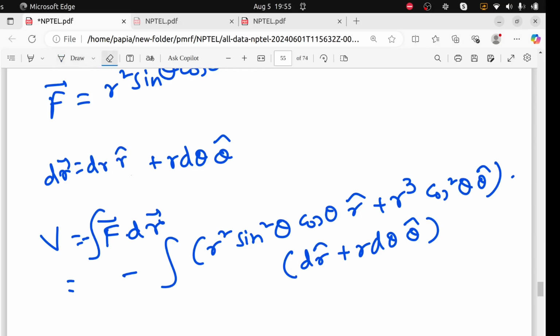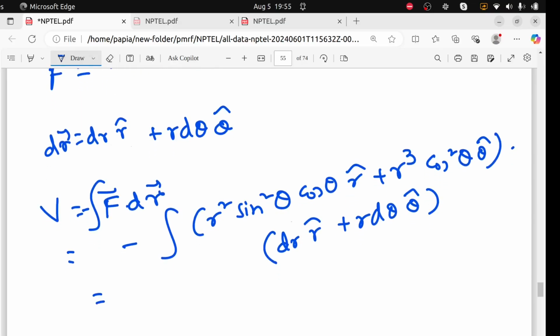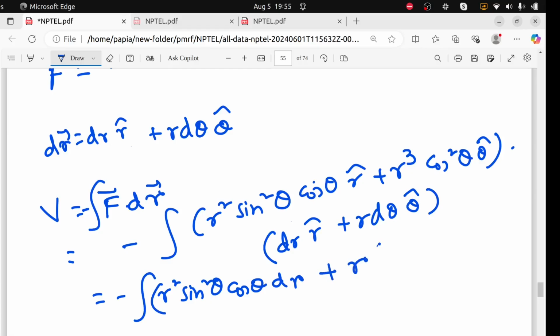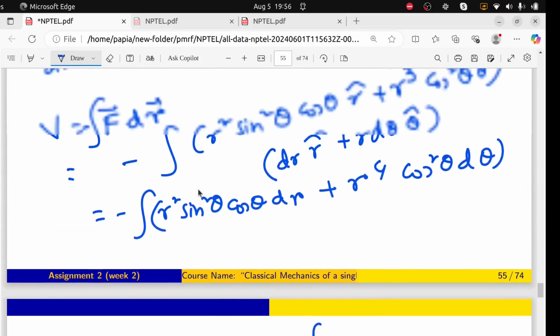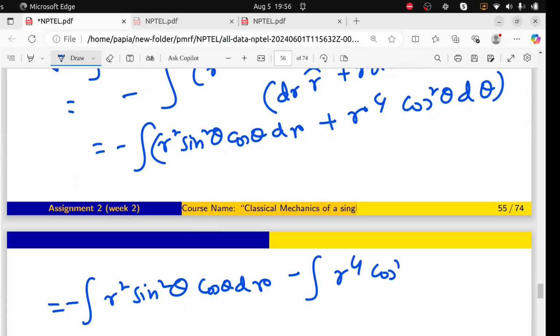So it is like minus r square sin square theta cos theta dr, because r cap dot r cap is 1, plus r to the power 4 cos square theta d theta. So minus r square sin square theta cos theta dr minus r to the power 4 cos square theta d theta.